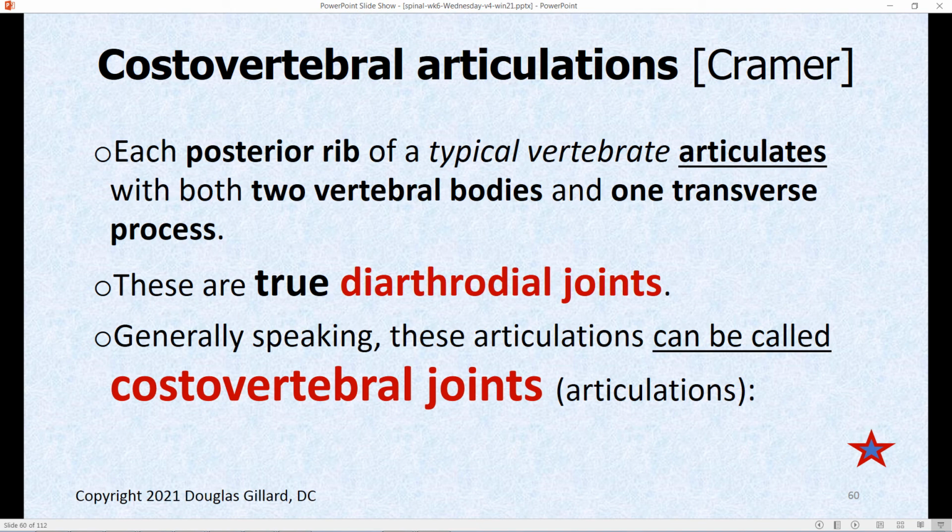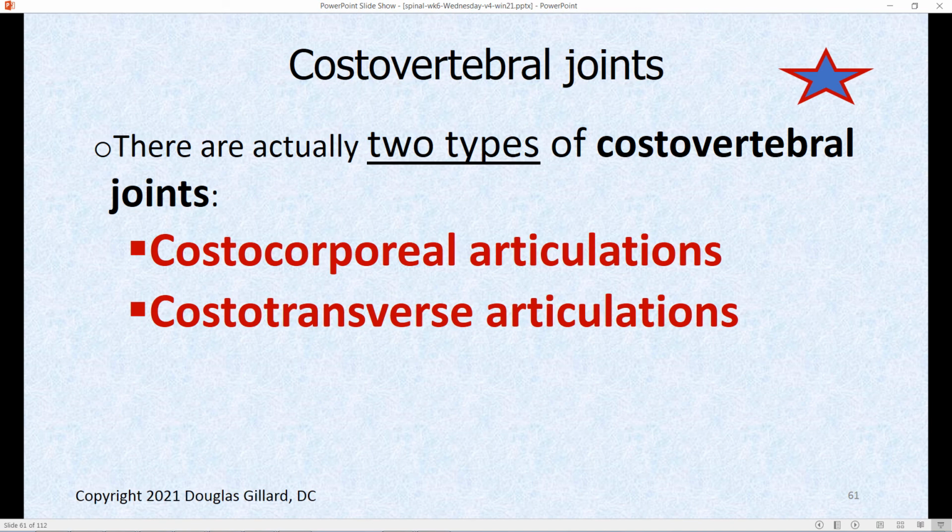Each posterior rib typically articulates with two vertebral bodies through their costal demifacets and one transverse process through the costotransverse facet. These joints are real. They're diarthrodial joints. They have a synovium in them that produces synovial fluid. They have a joint capsule around them. And in general, you can call these collectively the costovertebral joints. And we can get more specific if you want to.